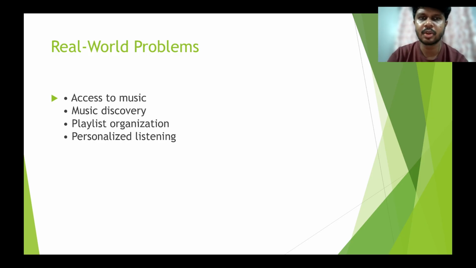So this slide is all about the real world problems. I will be explaining the real world problems that Spotify solves in this. So the first problem is limited access to music. Before streaming platforms became popular, users had to buy CDs and purchase individual songs, and this was expensive and required storage space, and Spotify solves it.